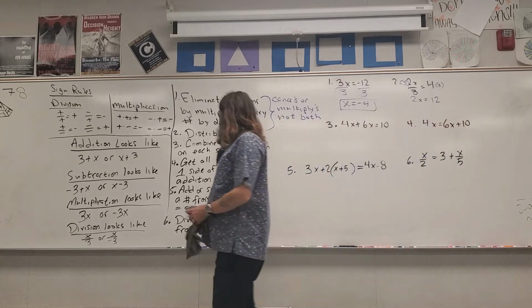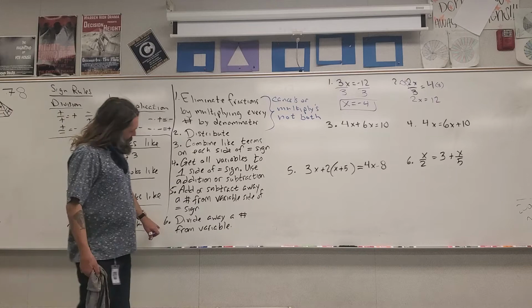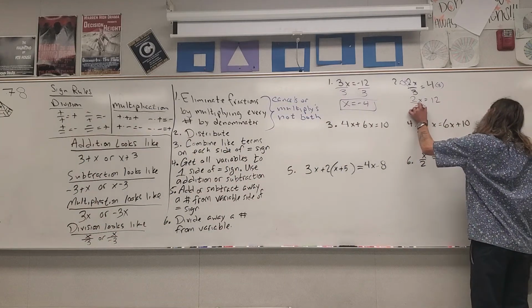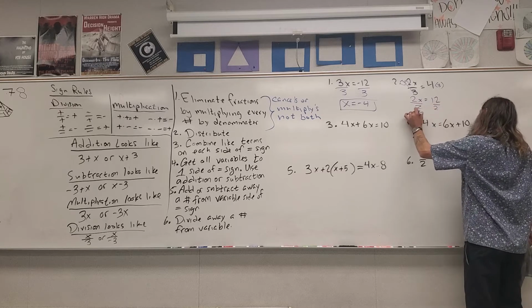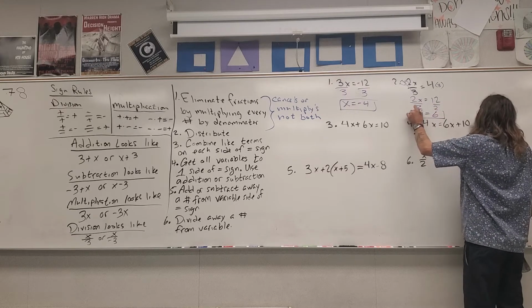Again, I do not have anything that looks like this or this. I have multiplication, so I have to do the 6th step, and that's divide away a number from the variable. So I divide away the 2's, and I get x equals 6. Okay.